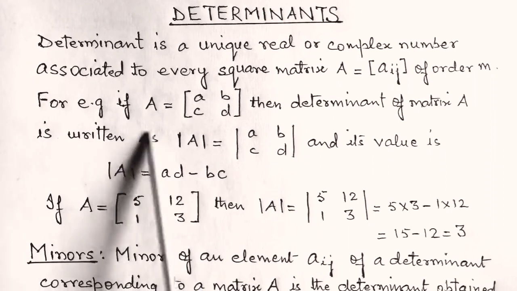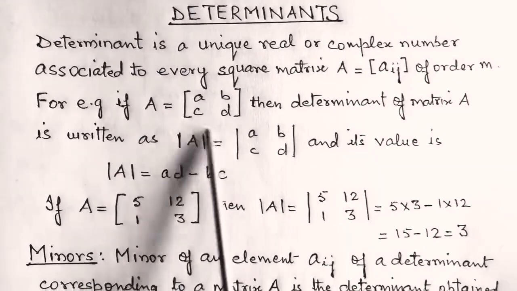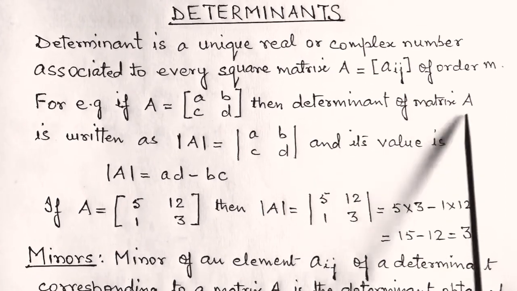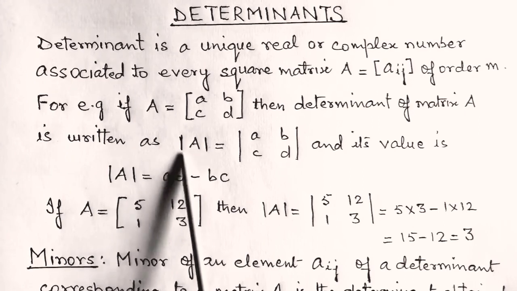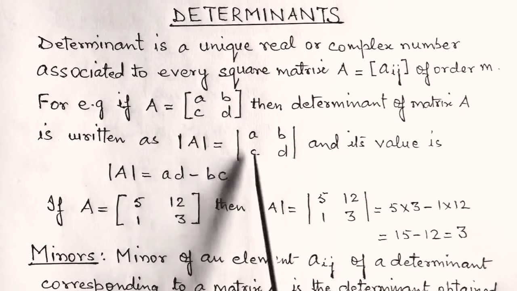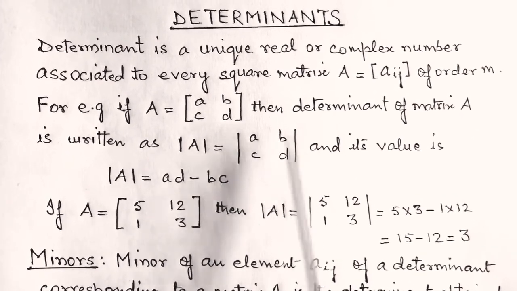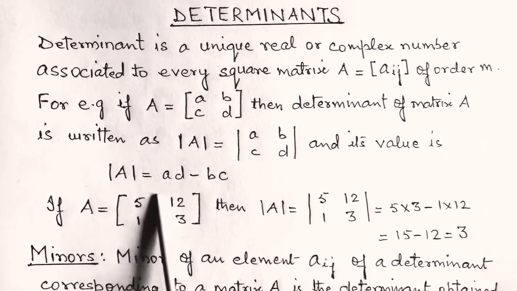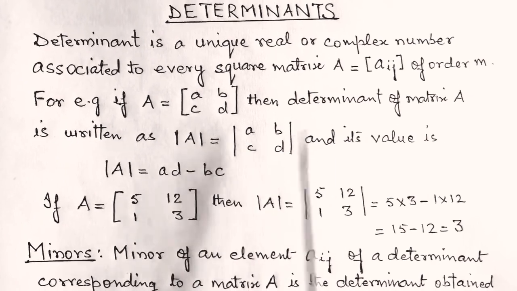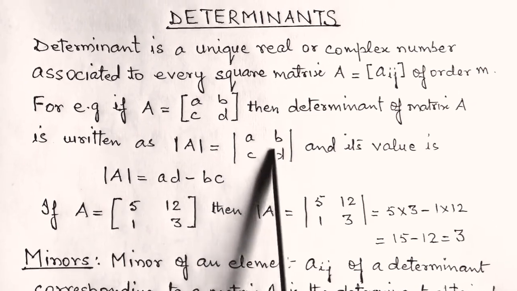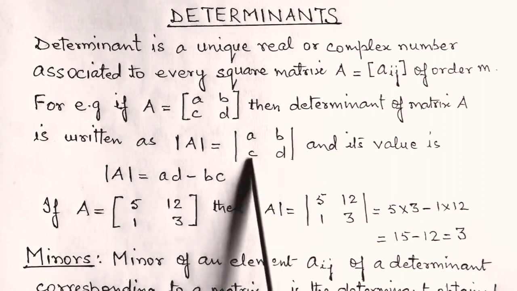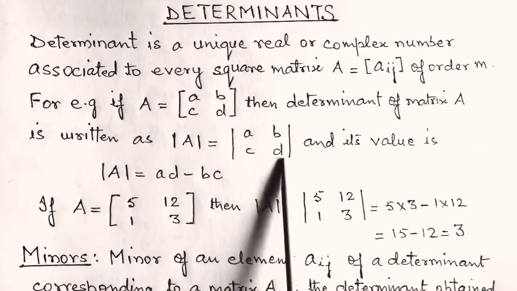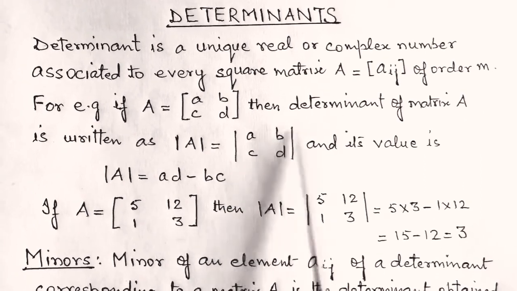For example, if matrix A is equal to the matrix with elements A, B, C, D, then the determinant of matrix A is written as |A| is equal to the determinant having elements A, B, C, D, and its value is A determinant. How do we simplify this? A multiplied by D minus C multiplied by B. So first of all you will multiply these: AD minus BC.